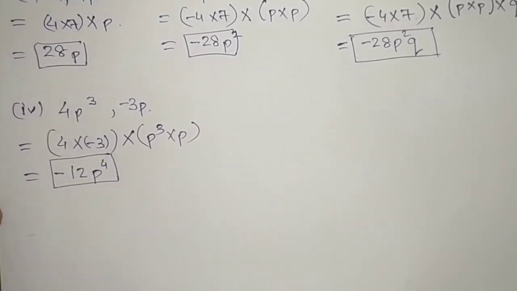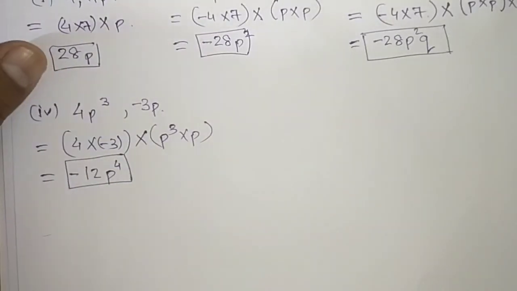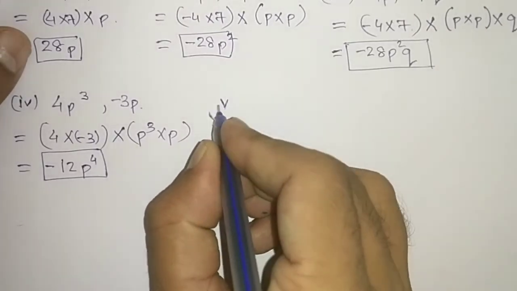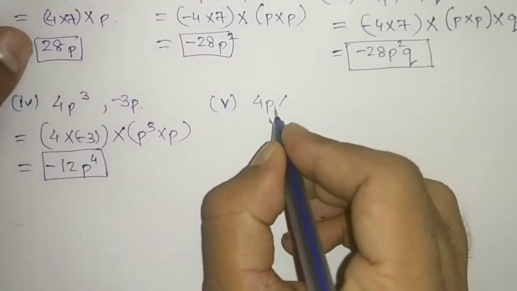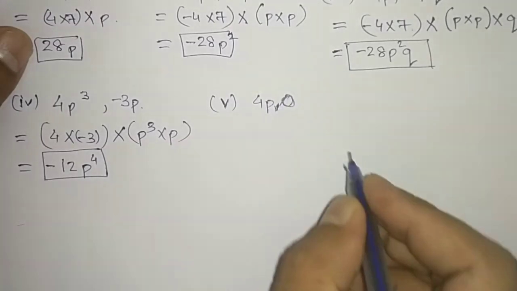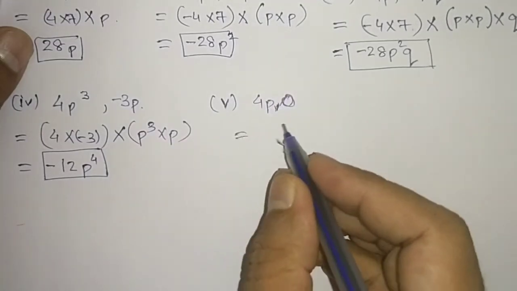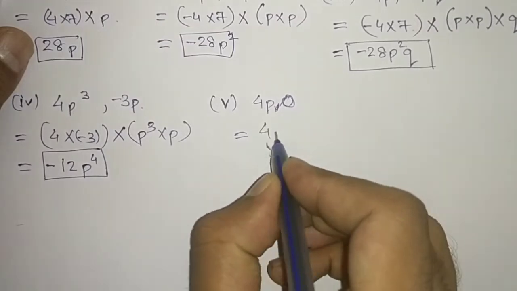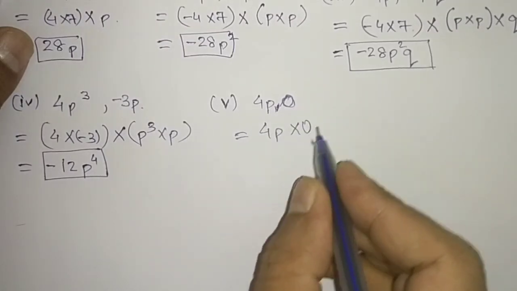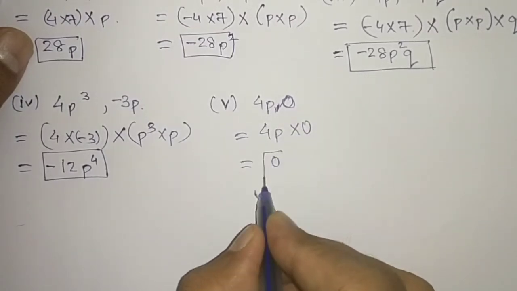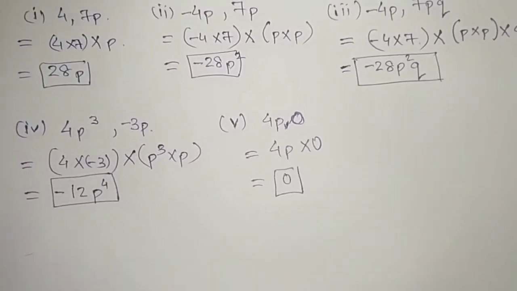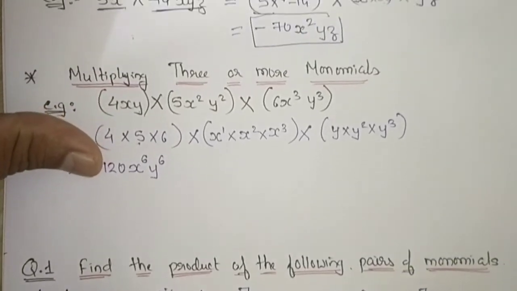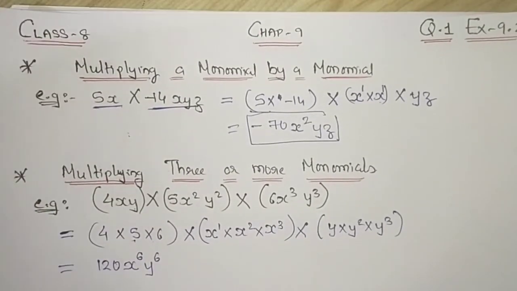Now the last part, that is the fifth part, it says 4p and 0, two monomials, and you know anything multiplied by 0, the answer will be 0, right? So this was question number 1 and its short introductory lecture.